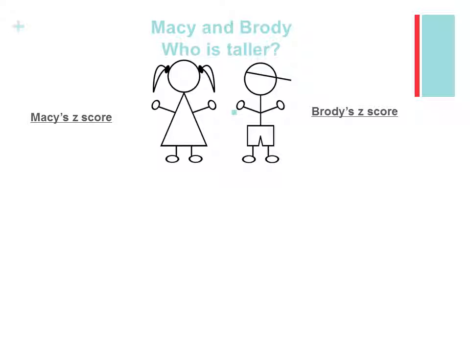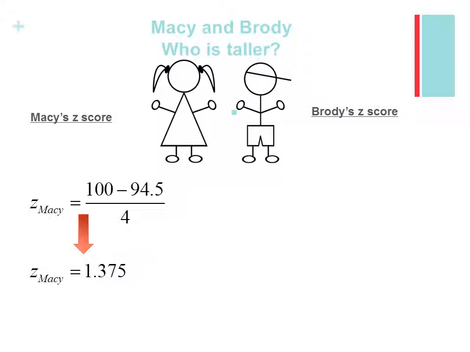Okay, so let's answer the question. Macy and Brody, so who was taller? They're 3-year-olds and 12-year-olds. They're really hard to compare by height, but since we have z-scores, we can say who's taller on average. If we take Macy's z-score, her height 100 centimeters minus the 94.5 divided by the standard deviation, since it's positive, we know she was 1.375 standard deviations above the mean.